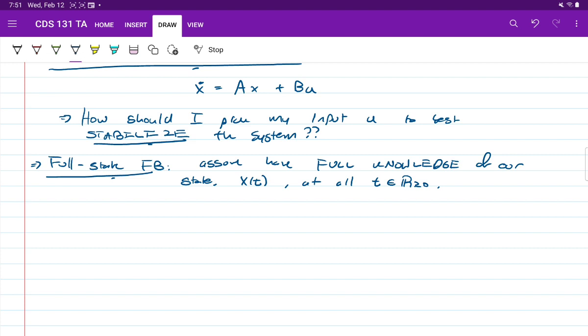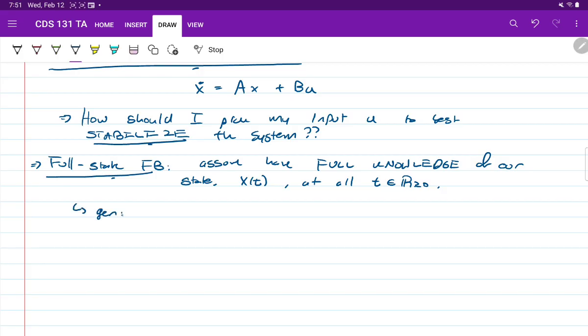Now, as a consequence of this, we can actually design controllers that incorporate knowledge of our full state, right? So, if I want to drive my system to the origin, well, it kind of makes sense that I should adjust my control input depending on where the state of the system currently is, right?